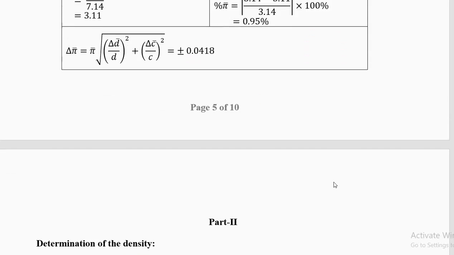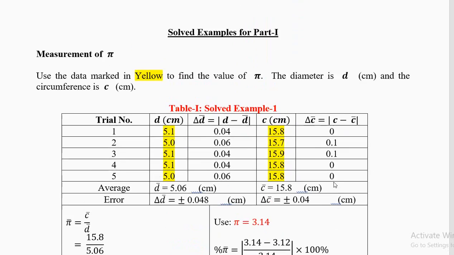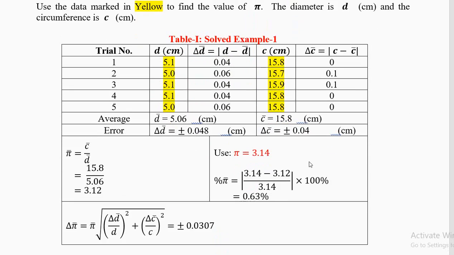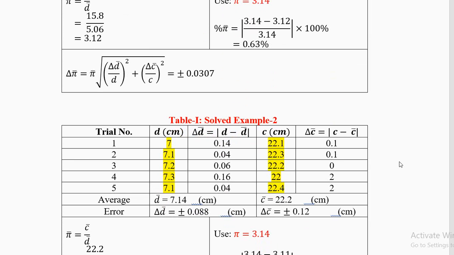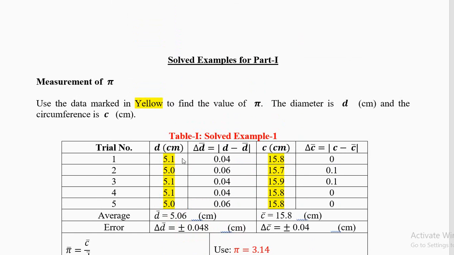Now, what's part 2 of the experiment? Part 1 is calculation of pi. There are two examples here. If you are very busy, just look at one example and try to understand. If you want, use the second example to understand better. And you should know how to do these calculations.